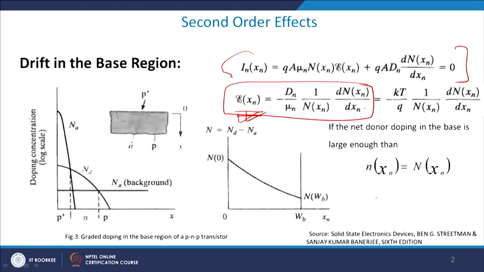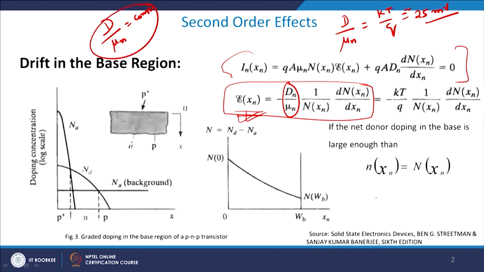then I get D_n by mu_n into 1 by n(x) dx, and dψ is equal to minus kT by q, 1 by n(x) and dn(x), because D_n by mu_n is equal to kT by q. kT by q is a constant at 300 Kelvin, approximately 26 millivolt to 25 millivolt. So D_n by mu_n is always a constant quantity at 300 Kelvin, and therefore we can safely write this D_n by mu_n as a constant, and that is equal to minus kT by q upon 1 by n(x) dn(x) by dx.